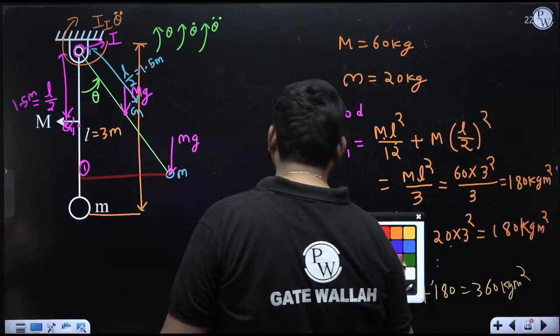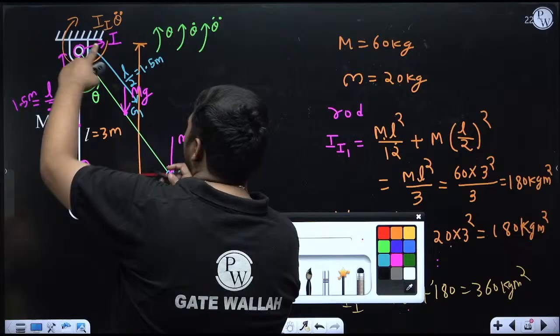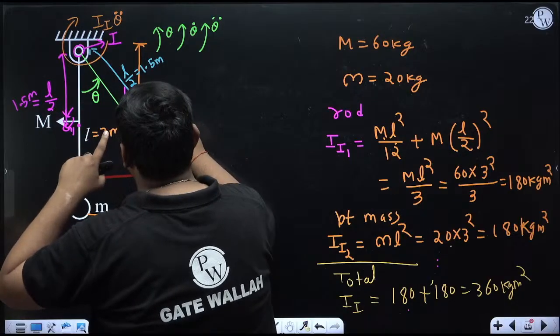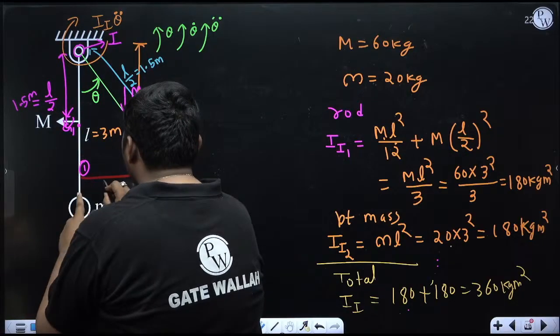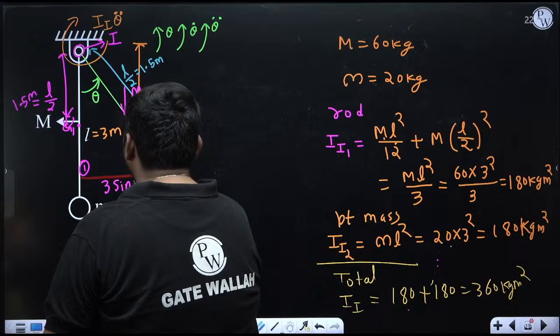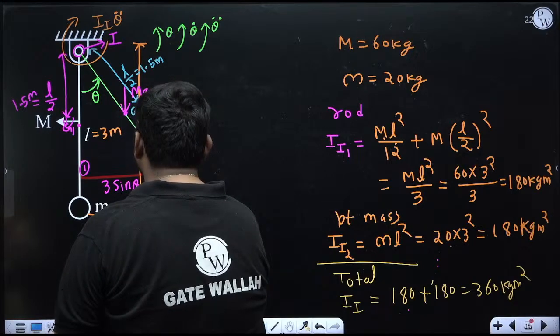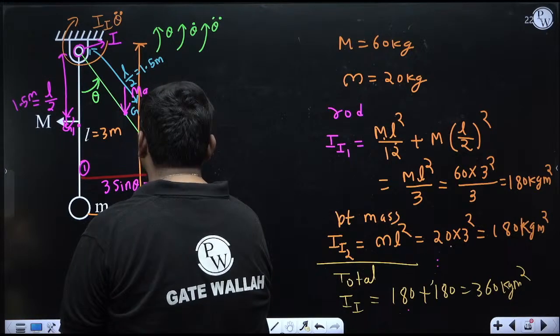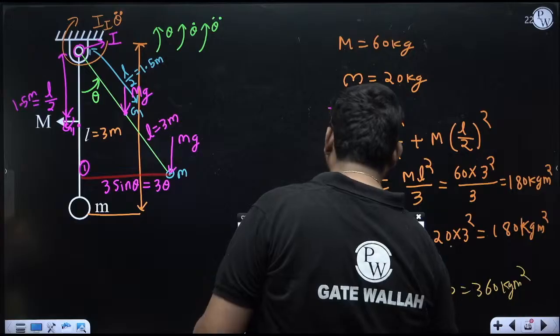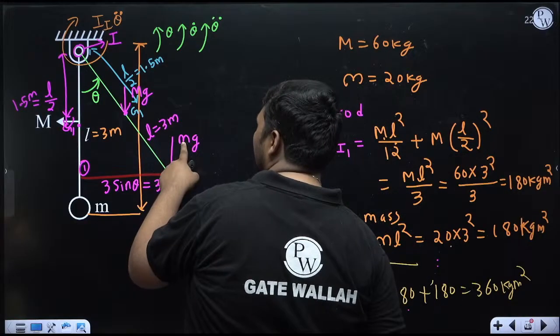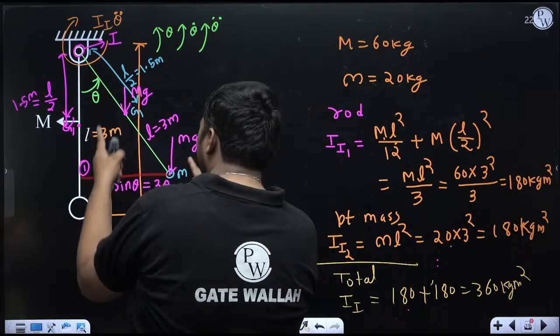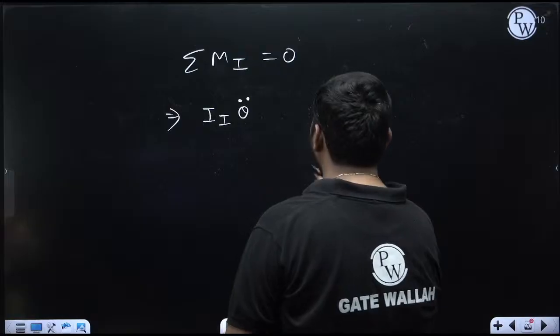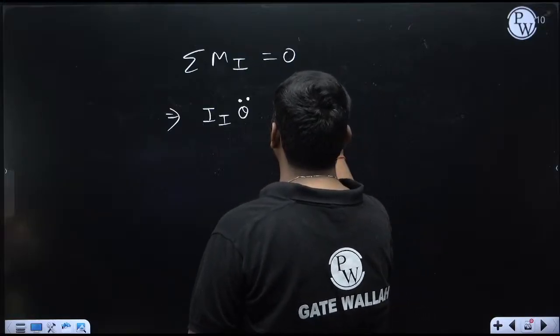Now this entire distance is the length of the rod L, which is 3 meter. So can I say this distance will be 3 sine theta, but for a small oscillation, sine theta will be nearly theta, so it will be 3 theta. So the moment due to the weight of the point mass about the I center will be small mg into its perpendicular distance, which is 3 theta. So it is small mg into 3 theta.